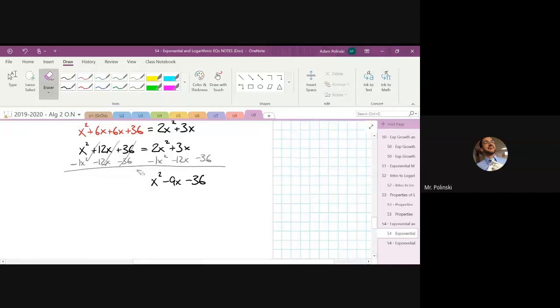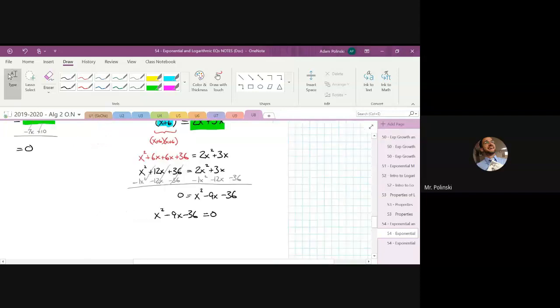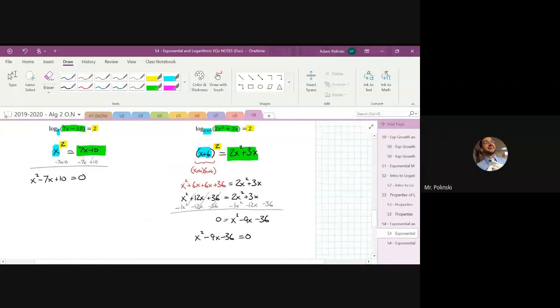I can rewrite the 0 on either side, technically, so I'm going to rewrite it as equal to 0 on that side. Maybe that was too much for everybody. I'll just write equals 0 here. And then rearranging it, we get x² - 9x - 36 = 0. And there we are. Wait a minute. We haven't finished this yet.